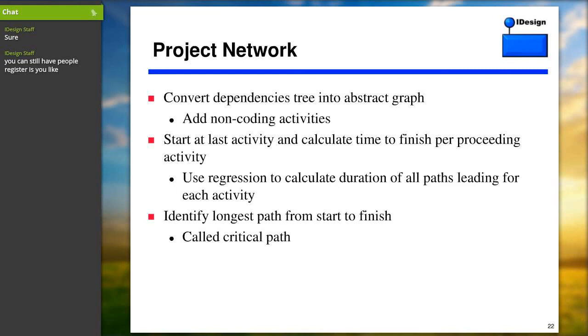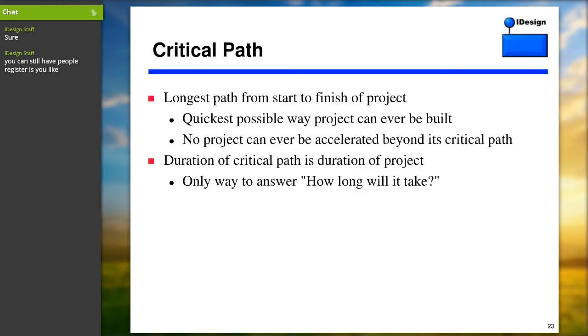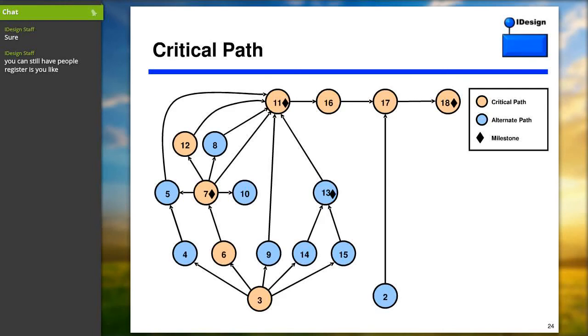So here's a simple example of a project network. The various nodes here are already some kind of activities in the project. Answering the question, how long will it take to get to activity number 18, is very similar. It's the time it takes to implement 18 plus all the time it took to do 17. Okay, how long did it take to do 17?